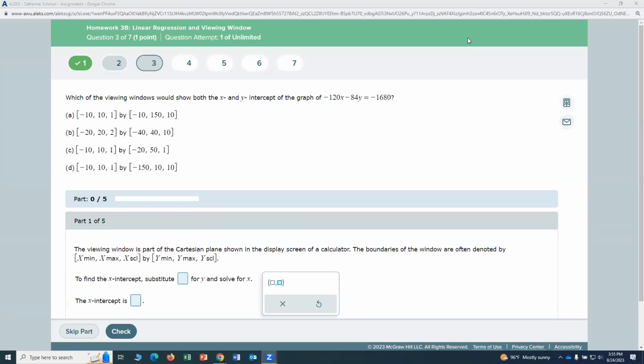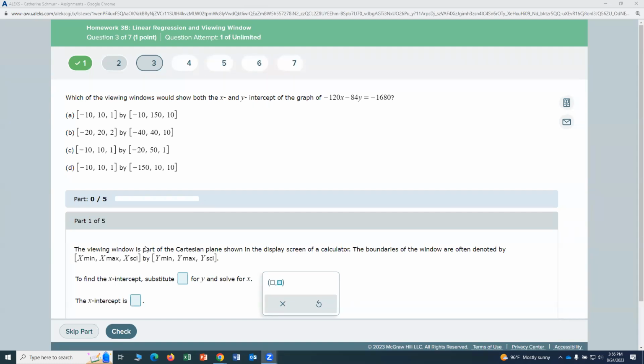This is Math 1130, homework 3B, and I'm going to look at number 3, which says, which of the viewing windows would show both the x and y intercepts of the graph of negative 120x minus 84y equals negative 1680? Now, they give us 4 options here, but they're not expecting you to know which option to use right away. They're going to walk you through the process of finding the correct window. So the key here is that they want you to find the x and y intercept. And so I'm going to have to do some calculation before I can actually do that.